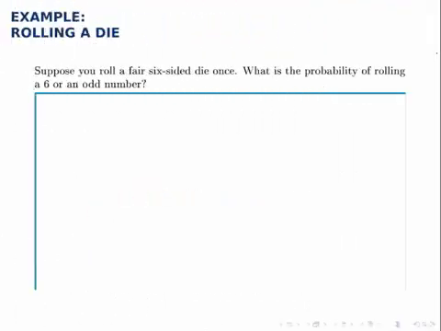Suppose you roll a fair six-sided die once. What is the probability of rolling a 6 or an odd number? There are a couple of ways to do this problem, and I'll do two. For the first, I'll use what we know about OR probabilities.